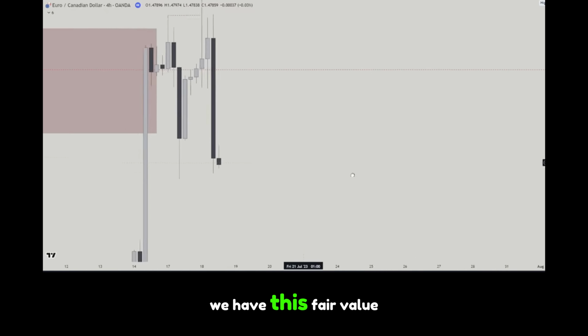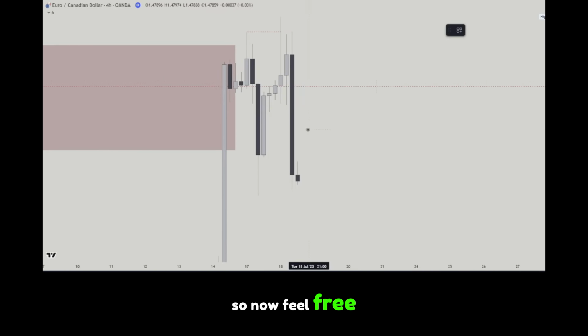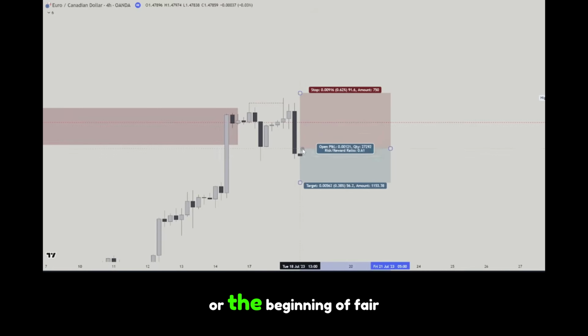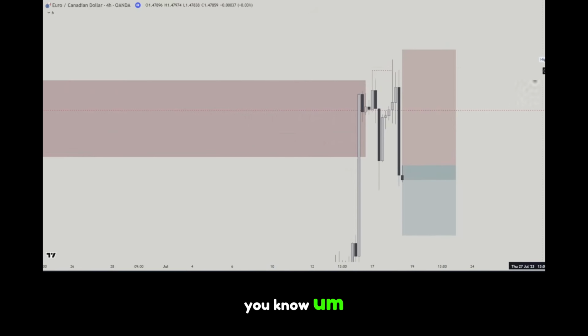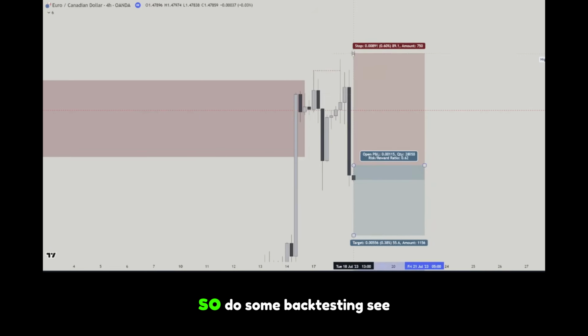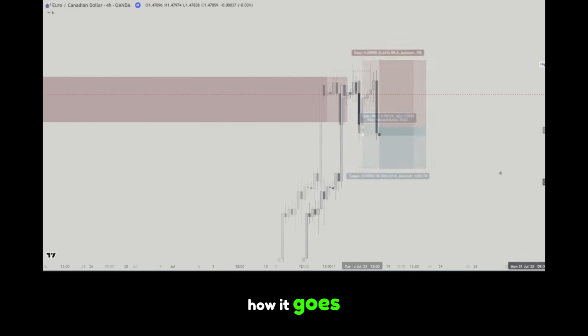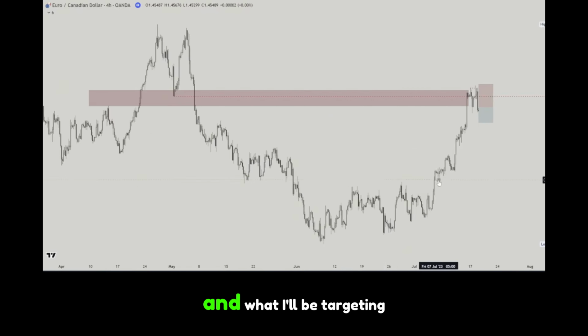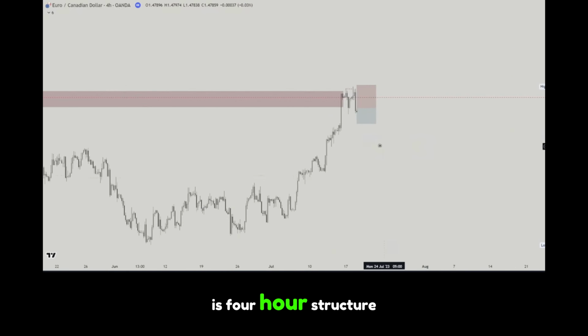So another liquidity sweep. And there you go. We have this fair value gap. So now feel free to either enter from 50% of the fair value gap or the beginning of fair value gap. It depends on your understanding of fair value gap. Sometimes price will retrace into 50%, sometimes not. So do some backtesting and see how it goes. We're going to be entering from the beginning of the fair value gap. So let's say here, and what I'll be targeting is 4-hour structure.